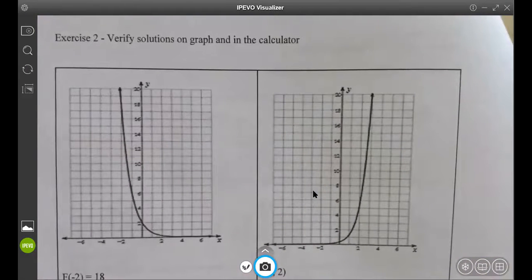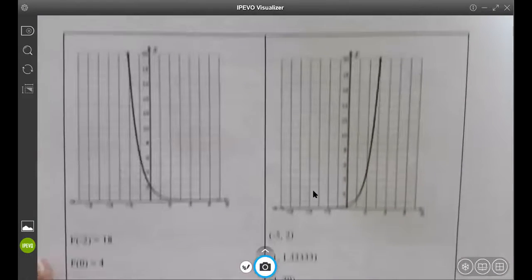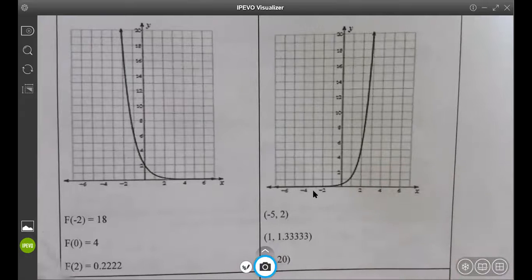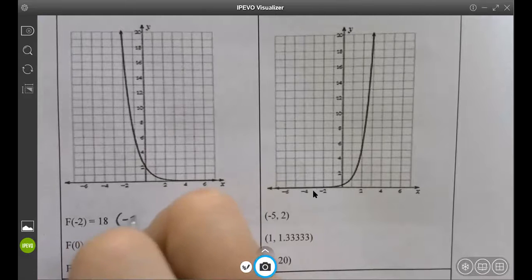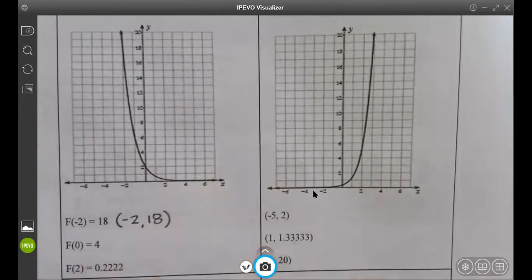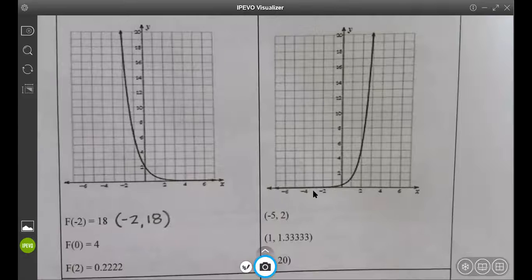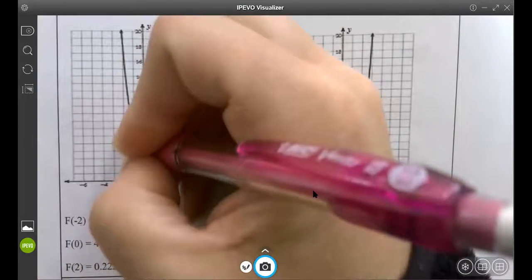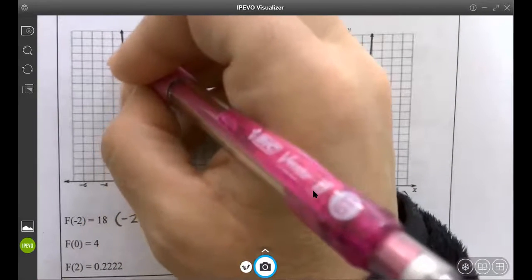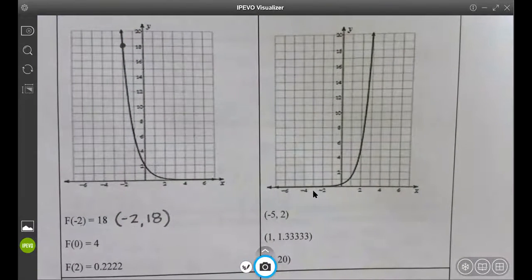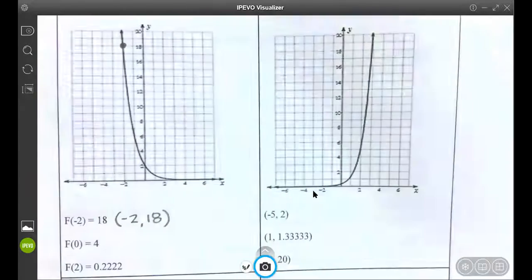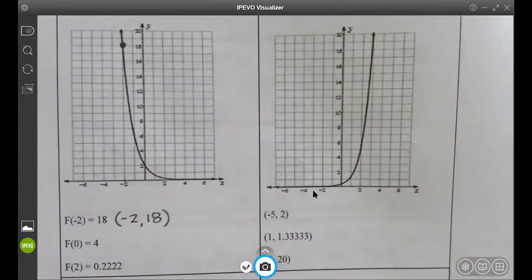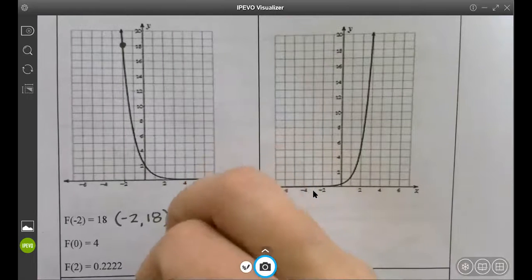It says verify solutions on the graph and in the calculator. Verify the solutions. So you will have questions like this on your final exam. What you have right here is a -2 is equal to 18. This is a coordinate. Is -2, 18 on the graph? So we go to -2 and we go up. Is that point on the graph? We go over -2, up 18. Is that point on that line? Yes. So you just write yes.